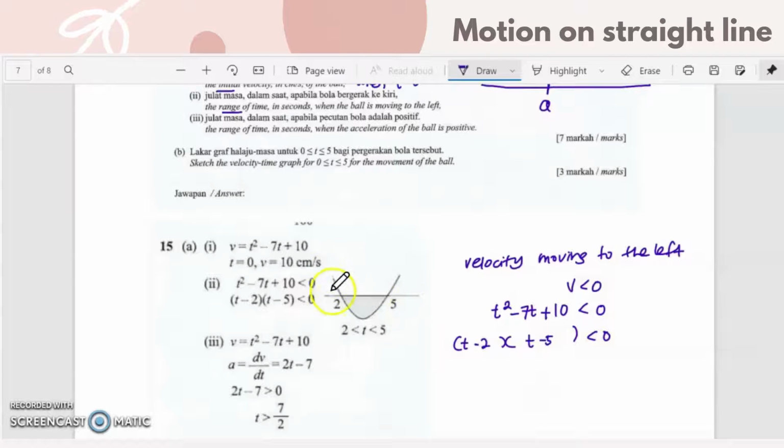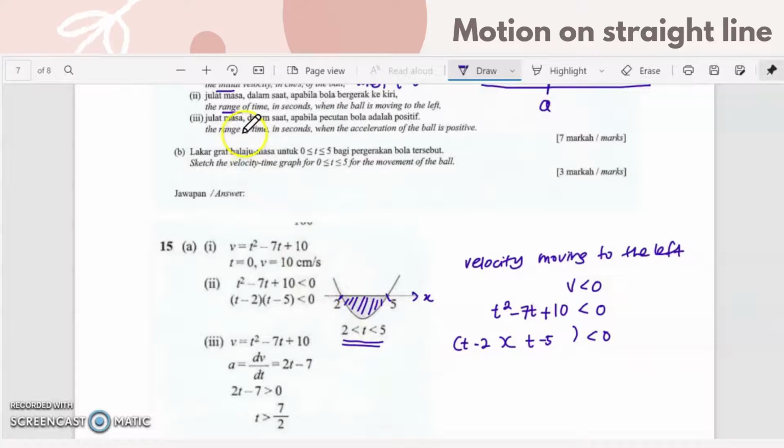Then we make a curve, a positive curve, and we put the values of t as either 2 or 5. Since this is less than 0, we shade under the x-axis. So when we shade under the x-axis, it means that the value of t is in between 2 and 5. So this is the range.